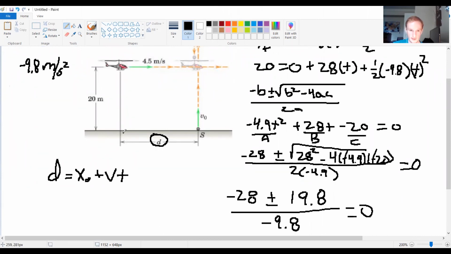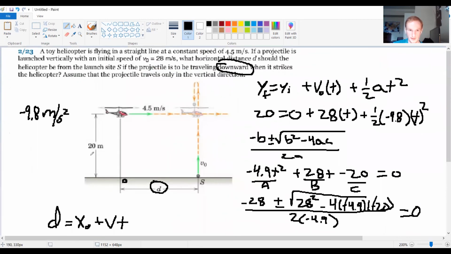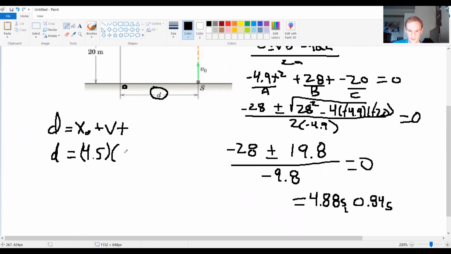X naught, if we state that this place is actually going to be 0 to start off, we get d is equal to v, which is 4.5, times the time we just got, which is 4.88. And this gives us d is equal to 21.9 meters.